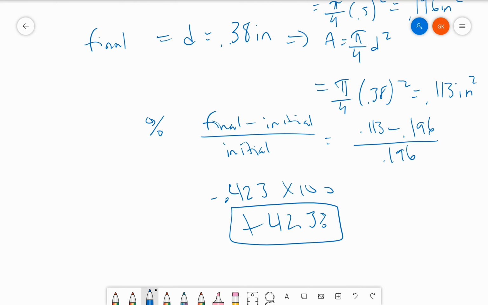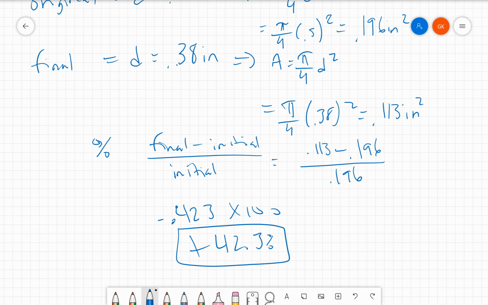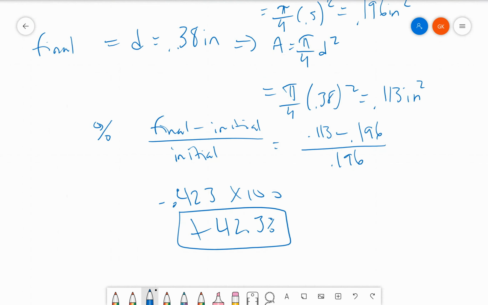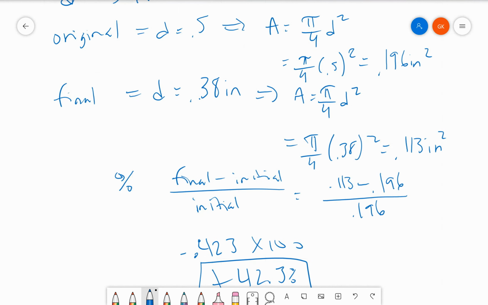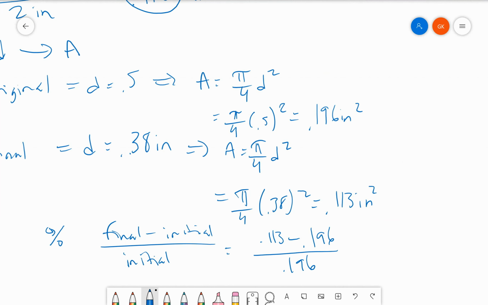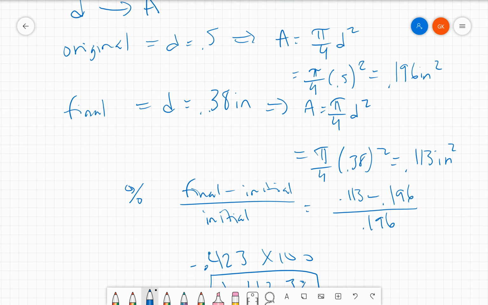Okay, that's the end of example 10-2. In this one, we learned how we calculate percent differences and percent changes in area. We have the final minus initial over initial. We also remember that we can calculate the area of a circle using the diameter. So for those 2 things, we were able to solve this problem.